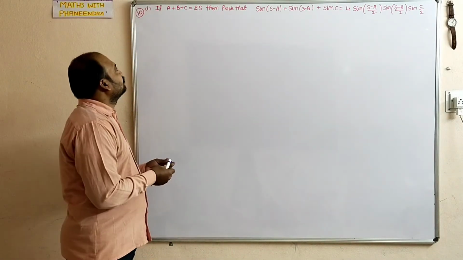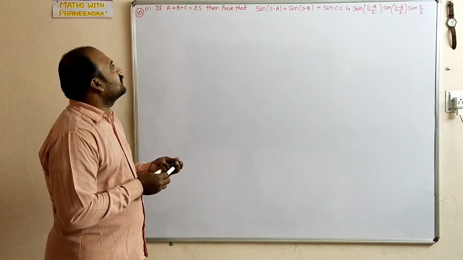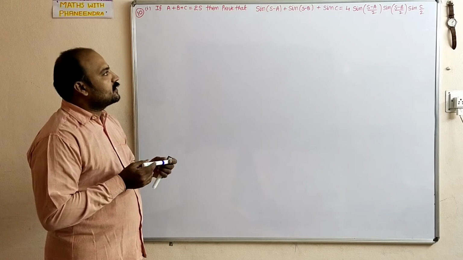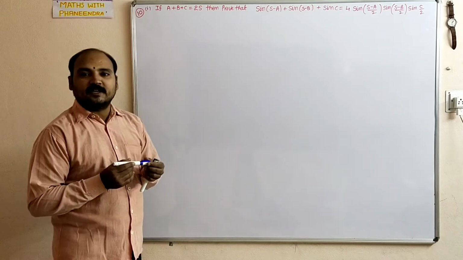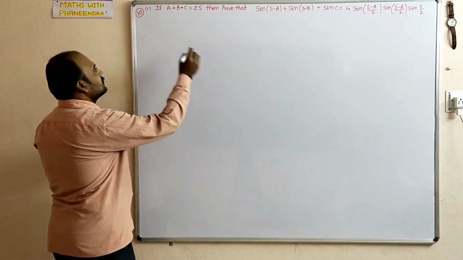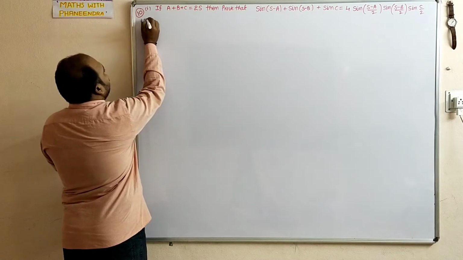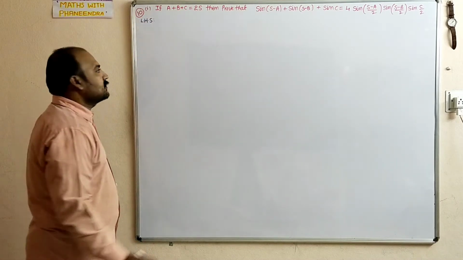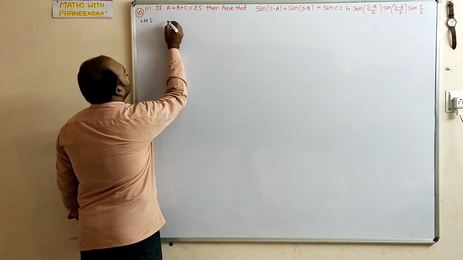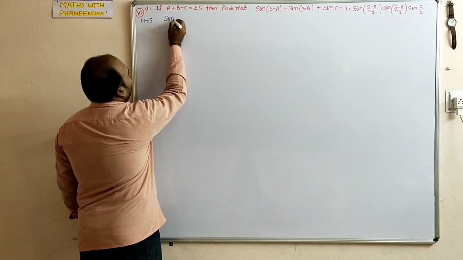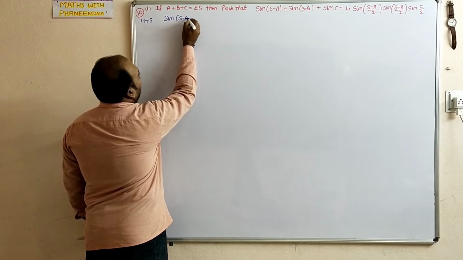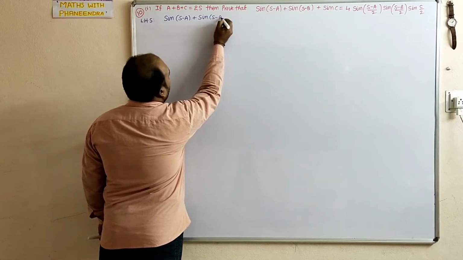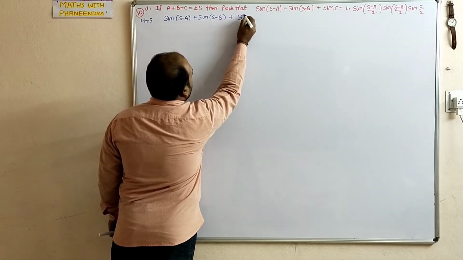Now, here the given condition is a plus b plus c equal to 2s and LHS is sine of s minus a plus sine of s minus b plus sine c. So consider LHS: sine of s minus a plus sine of s minus b plus sine c.